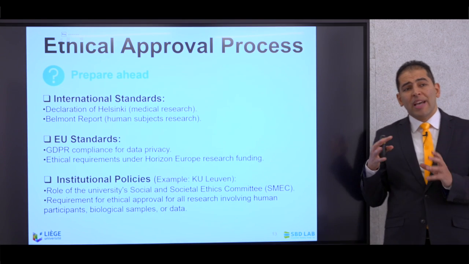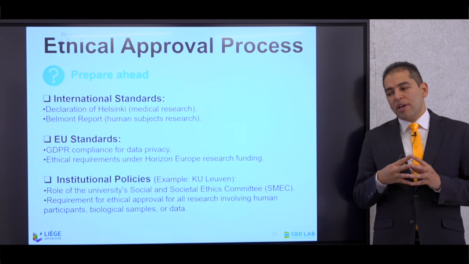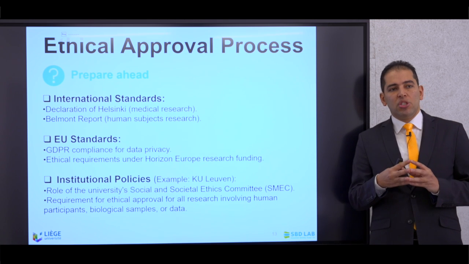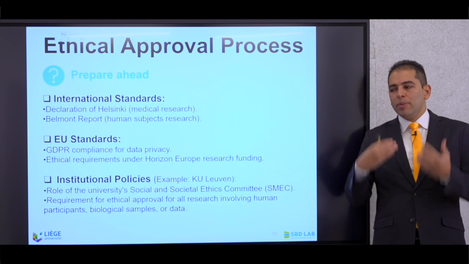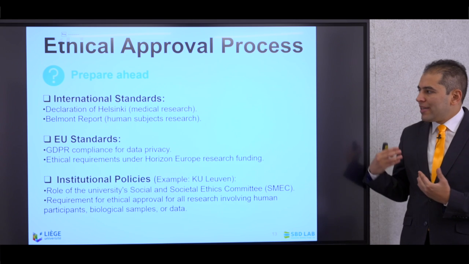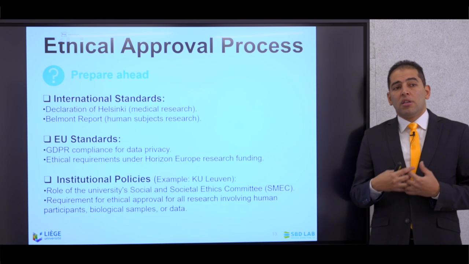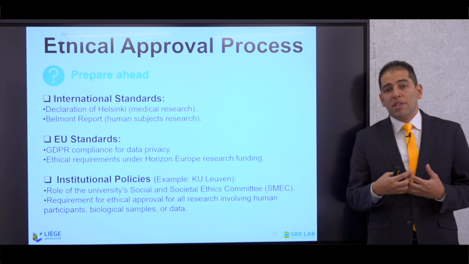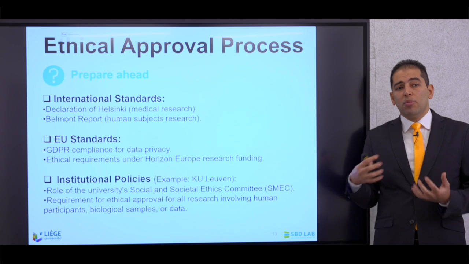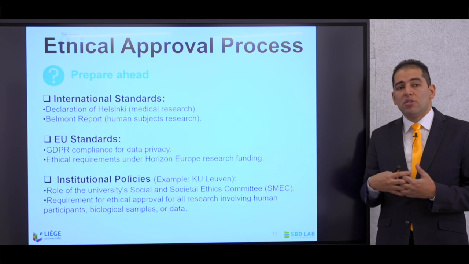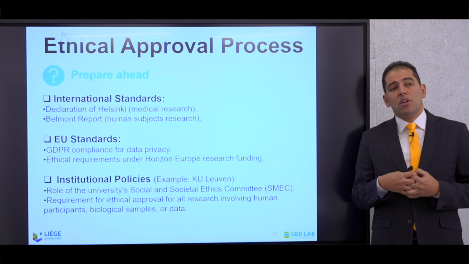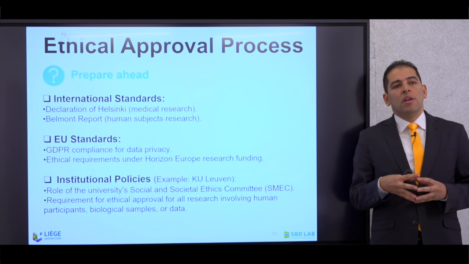So now the ethical approval process, after you have the idea about what information needs to be protected, how can I prepare ahead? First of all, you need to look at international standards. Like the Declaration of Helsinki, which is very famous in medical research, the Belmont Report, which is very famous in human research in general. You need to be aware of these international standards.